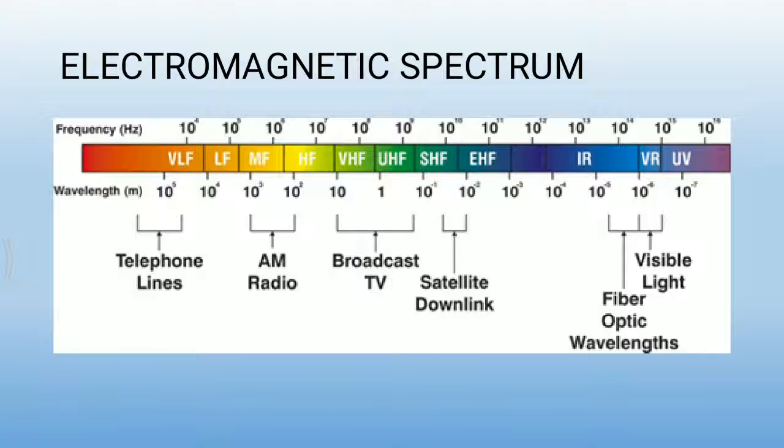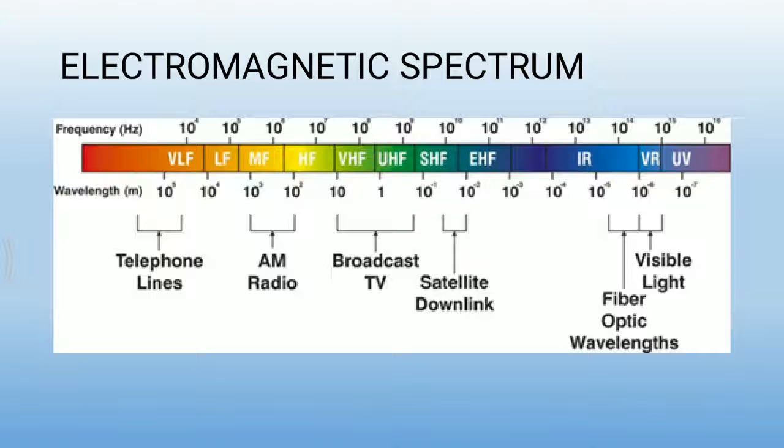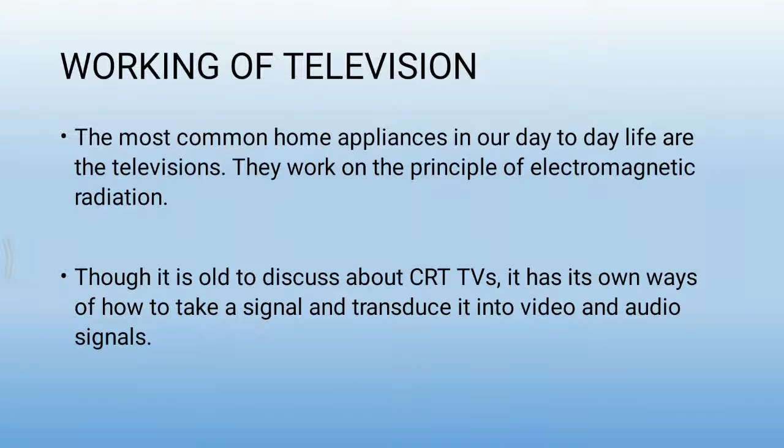It starts from the very low frequency and high wavelength rays of radio waves, and it ends at the very low wavelength and high frequency gamma rays. The whole spectrum from the left to the right is collectively known as the electromagnetic spectrum.